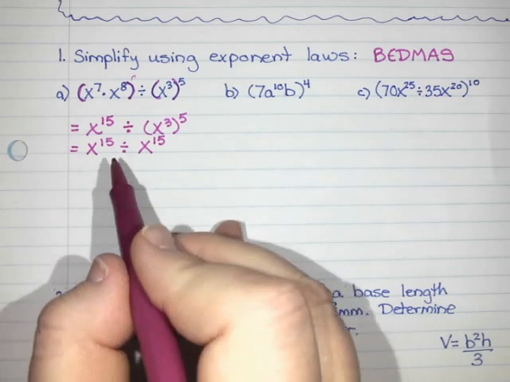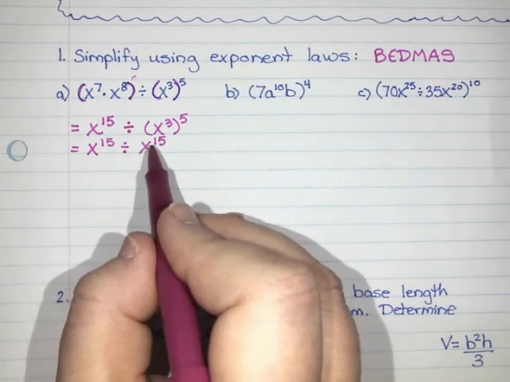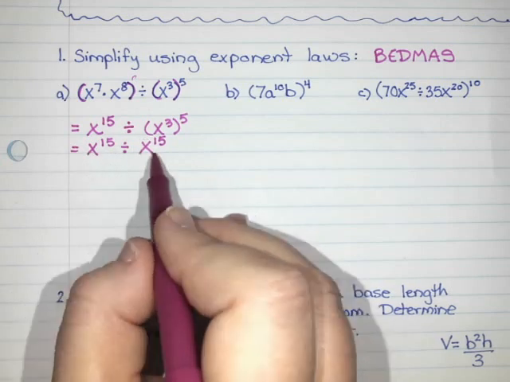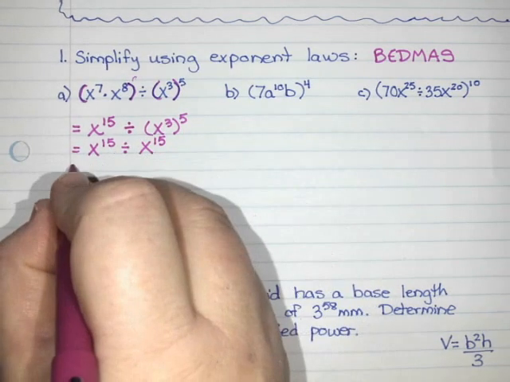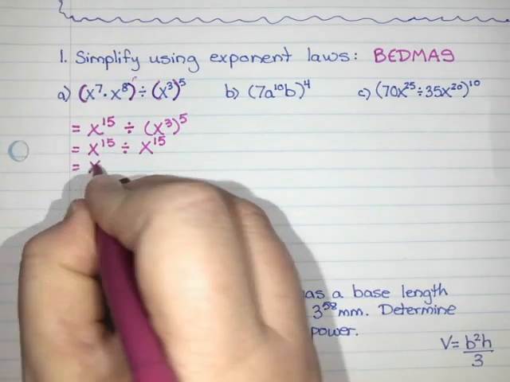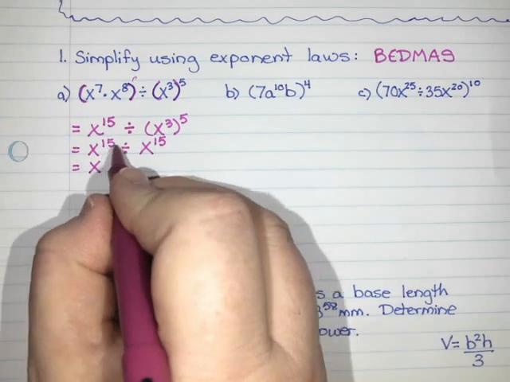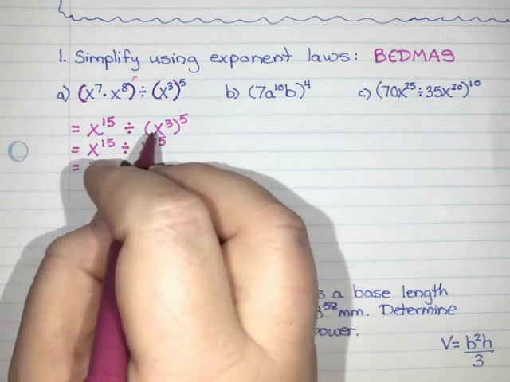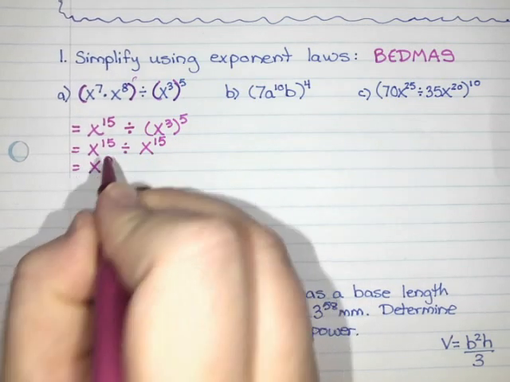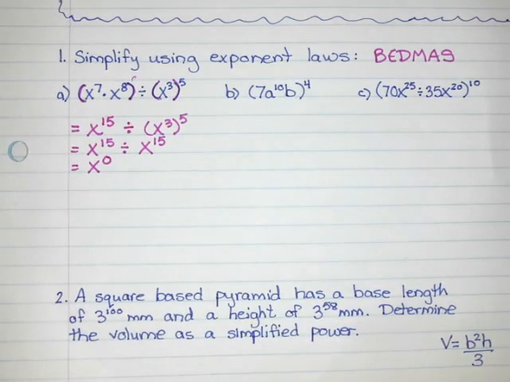Okay, so now I have x to the power of 15 divided by x to the power of 15. When you divide two things with the same base, the base stays the same, and then we subtract our exponents. So 15 take away 15 is actually 0. So I have x to the power of 0.